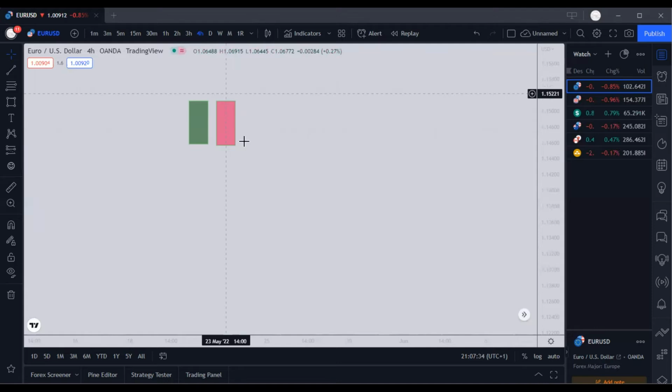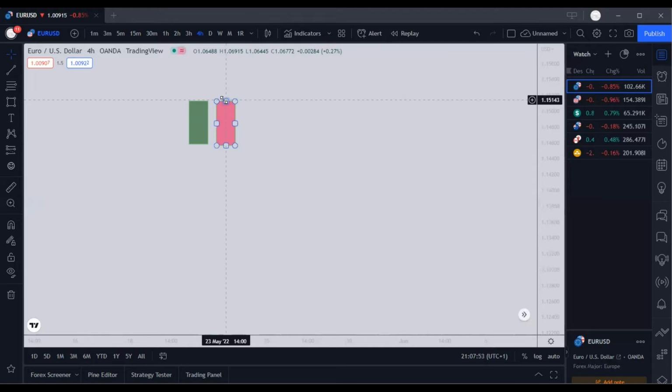That's what I call a tweezer top. It happens at what? At the top. Is that clear? Okay. It happens at the top.